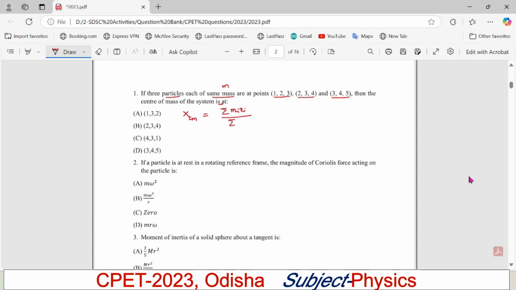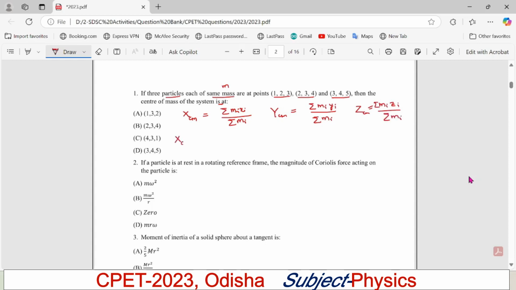by summation over mi. Y coordinate of the center of mass is written as summation over mi yi by sum of mi, and corresponding z coordinate will be written as summation over mi zi by total mass. Okay, so here three masses are given.